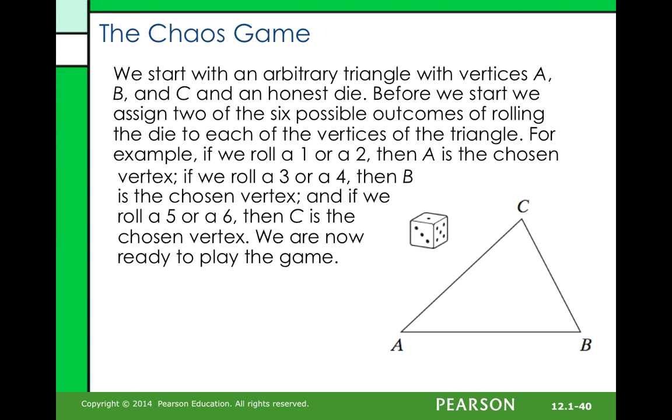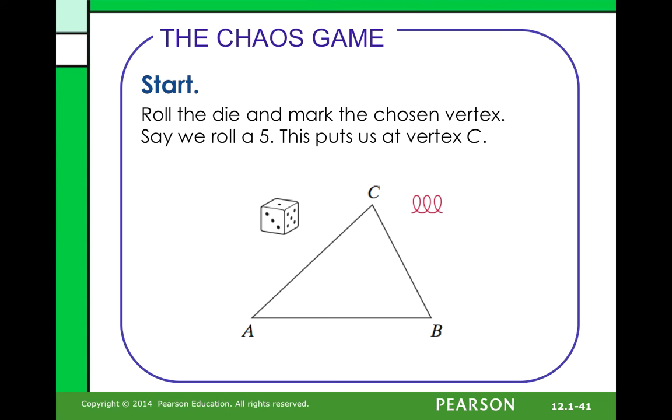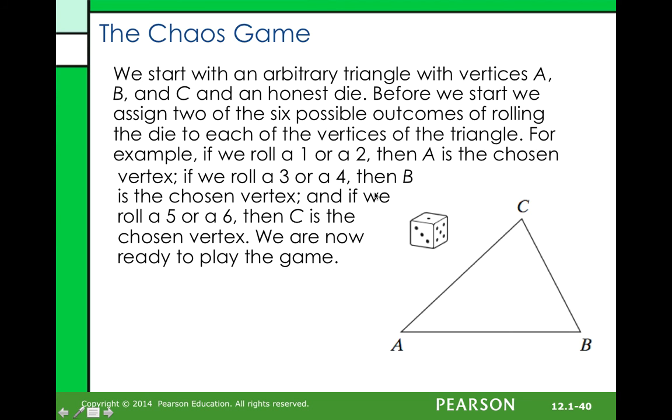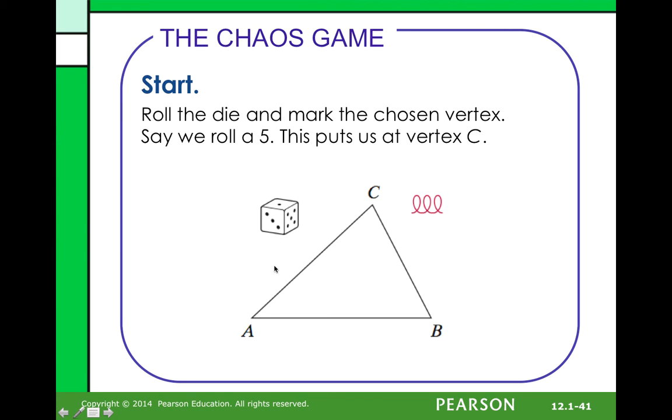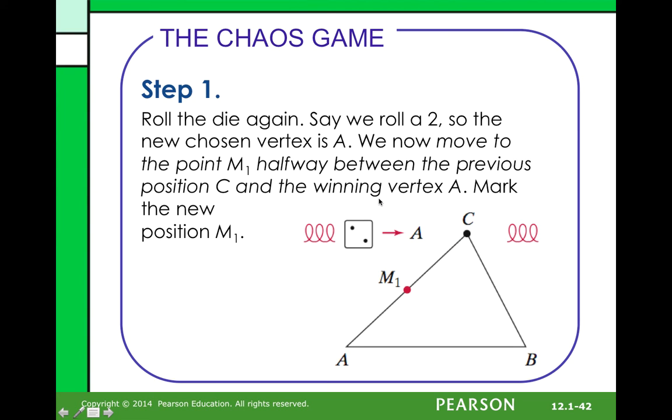And now we're going to play the game. So here's how it goes. You roll the die and mark the chosen vertex. So say we roll a 5, that means that we're at vertex C, because we said that 5 or 6 means vertex C. This picture shows you rolling a 1, so let's ignore that. Let's say we roll a 5. That means we're at vertex C. Roll the die again. Say we roll a 2, so the new chosen vertex is A. We now move to the point halfway between C and A, and we mark the new position.